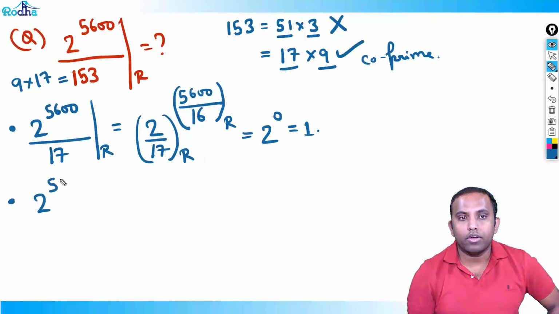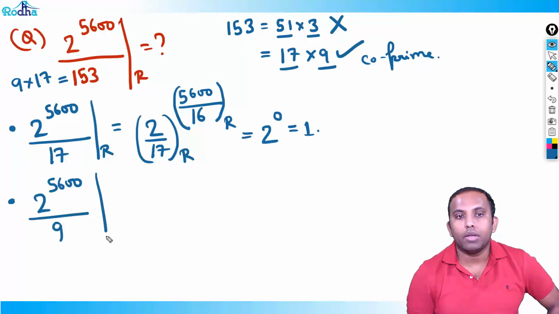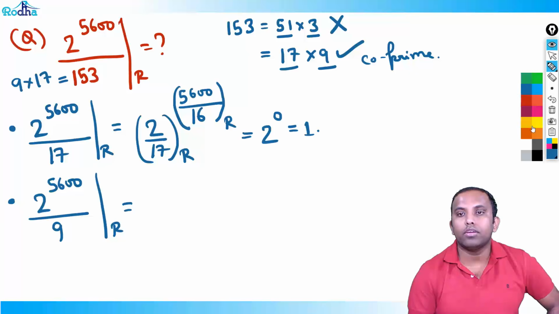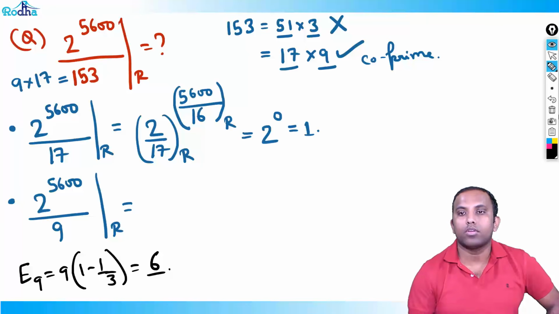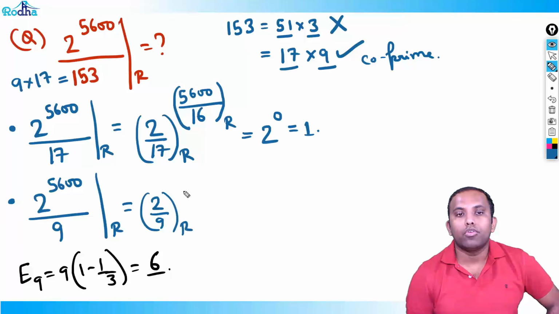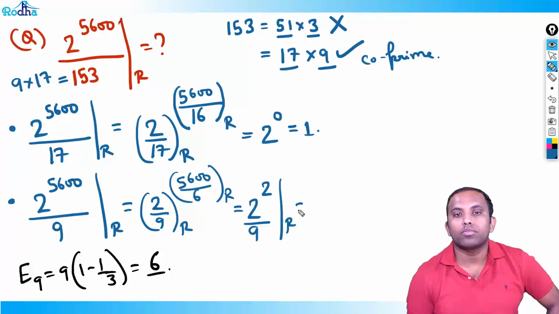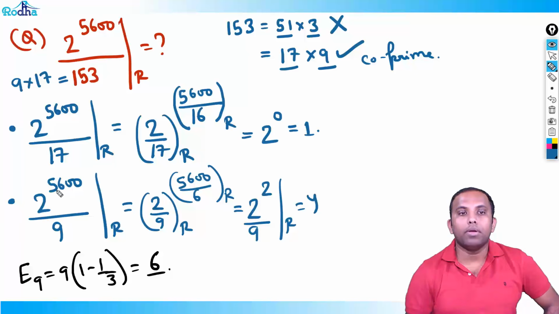Now 2 raised to 5600 will again be divided by 9. What is Euler of 9 here? Euler of 9 is 6, because 9 into 1 minus 1 by 3, as 3 is the only prime factor of 9. So 2 by 9 remainder will be 2 only. 5600 by 6: 6 into 9 is 54, 6 into 33 is 198, so 2 is left. So 2 squared by 9, the remainder is 4.